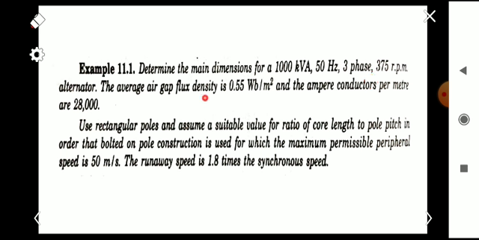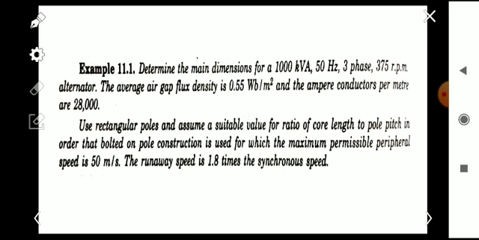The average air gap flux density is 0.55 Weber per meter square and the ampere conductors per meter are 28,000. Use rectangular poles and assume a suitable value for the ratio of core length to pole pitch, in order that bolted-on pole construction is used, for which the maximum permissible peripheral speed is 50 meter per second. The runaway speed is 1.8 times the synchronous speed. So these are the given values, and we have to find the main dimensions of this alternator.